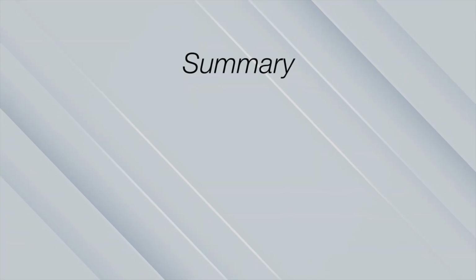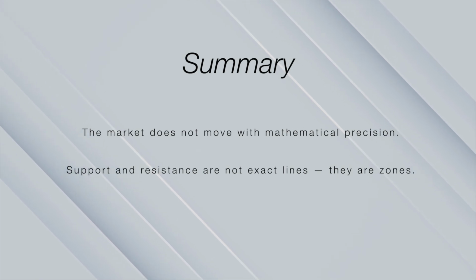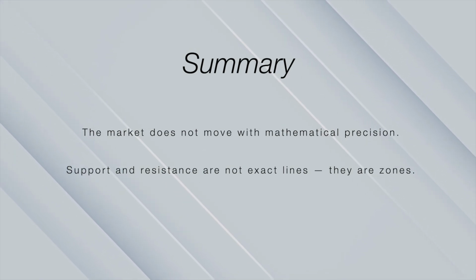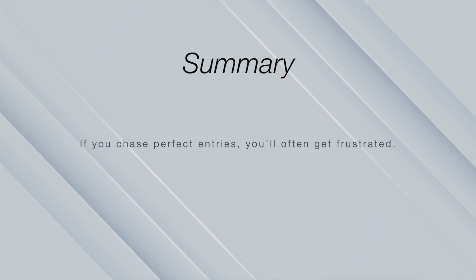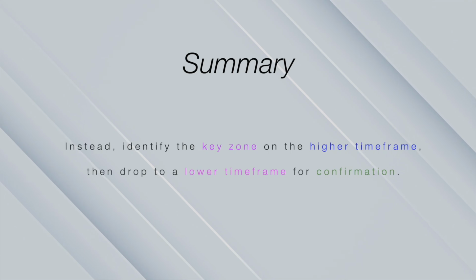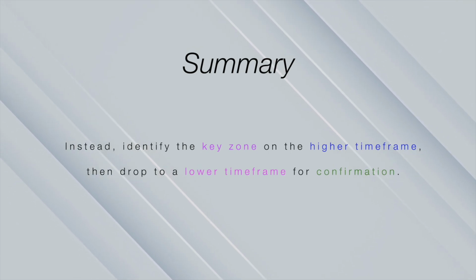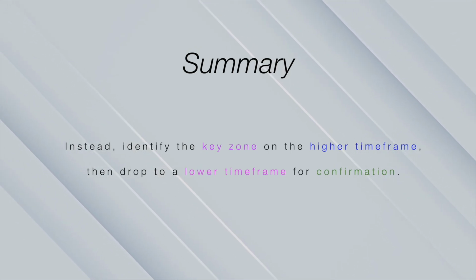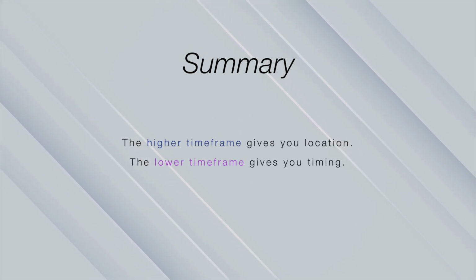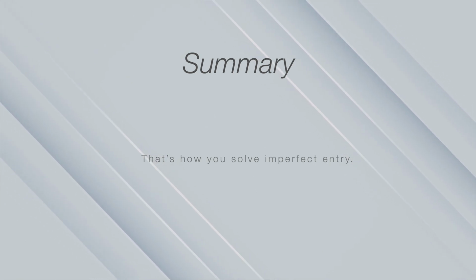To summarize, the market does not move with mathematical precision. Support and resistance are not exact lines, they are zones. If you chase perfect entries, you'll often get frustrated. Instead, identify the key zone on the higher time frame, then drop to a lower time frame for confirmation. The higher time frame gives you location, the lower time frame gives you timing. That's how you solve imperfect entry.